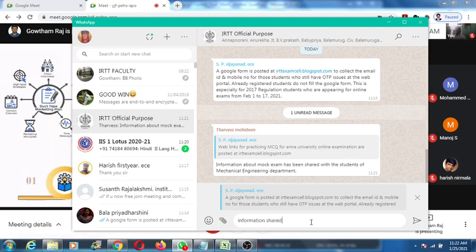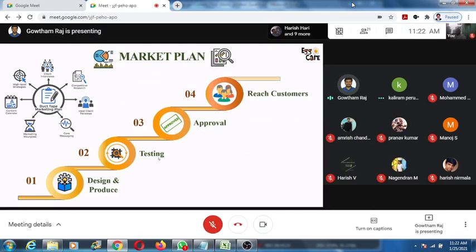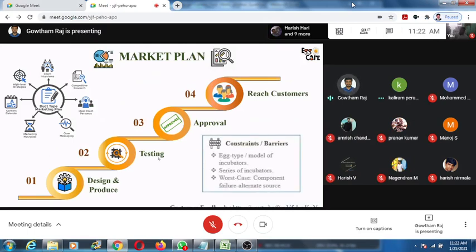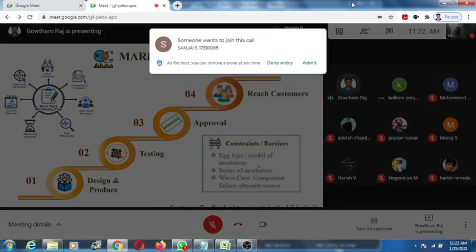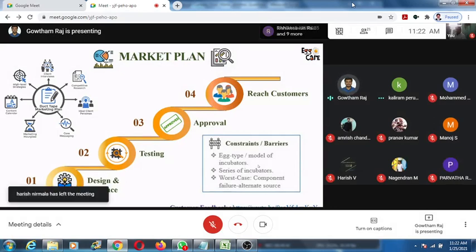What is the market plan to reach out to the market? First, we'll design the product successfully, produce it, and test the product at nearby incubators for one or two slots, and then get approval, and then reach out to the customers through the market. While reaching the market, the constraints and barriers we face are that not only broiler eggs, different types of eggs need different egg incubation parameters. Like broiler eggs need 21 days, and quail eggs need only 18 days of incubation.